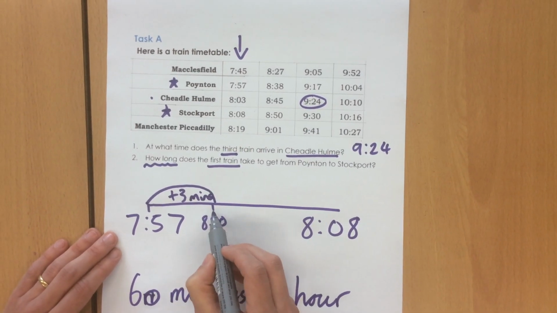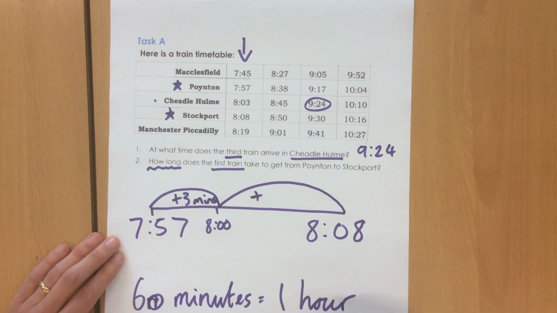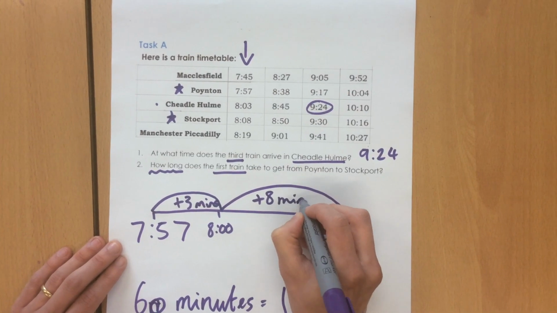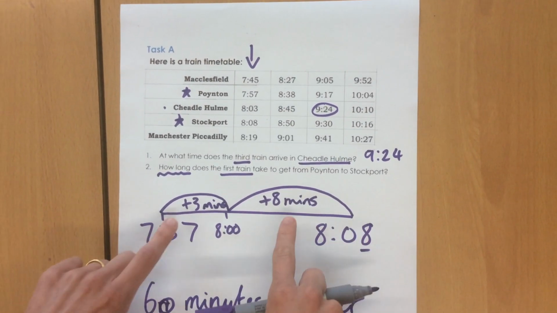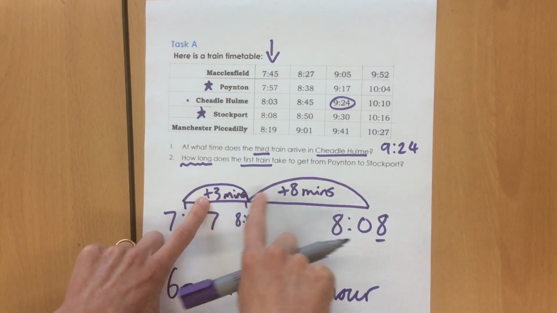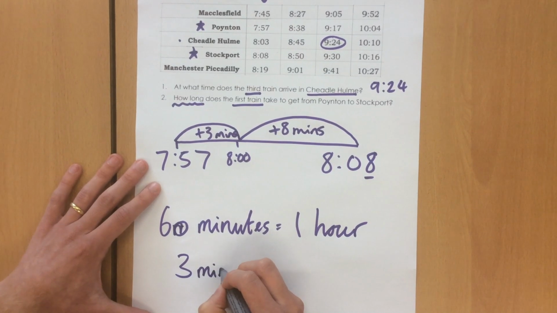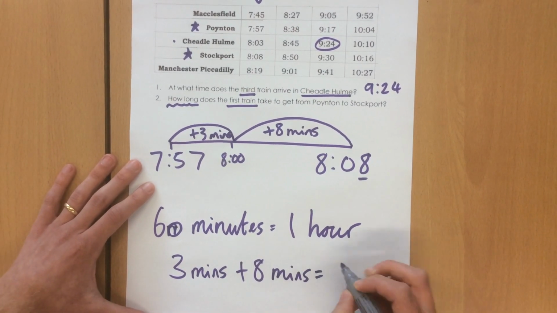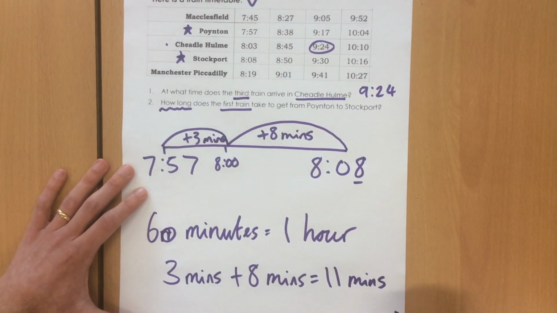Now then, what do I do from 8 o'clock to get to 8:08? How many minutes do I need to add this time? Well, I only need to add 8 minutes. So how long does it take to get from Poynton to Stockport? Well, all I need to do now is add my 3 minutes to my 8 minutes. So I'll do it here. 3 minutes plus 8 minutes is going to give me a total of 11 minutes.